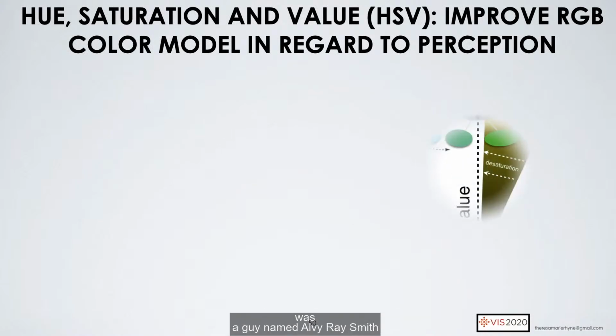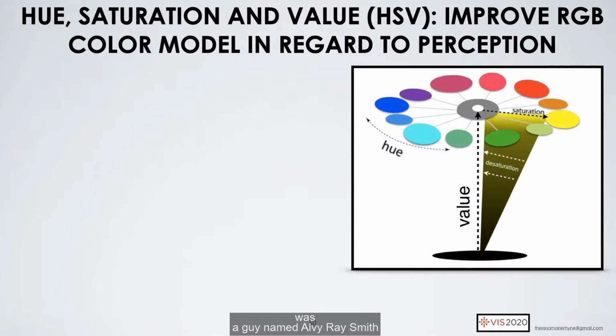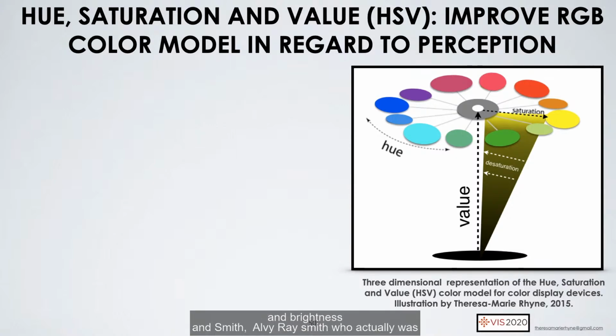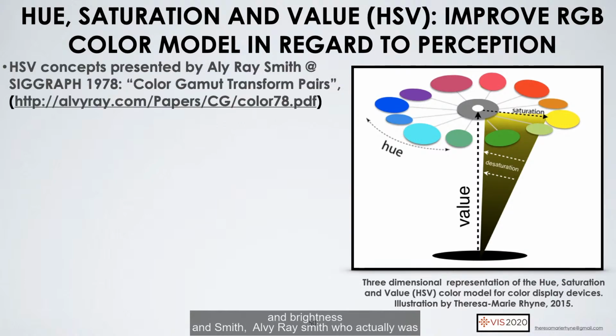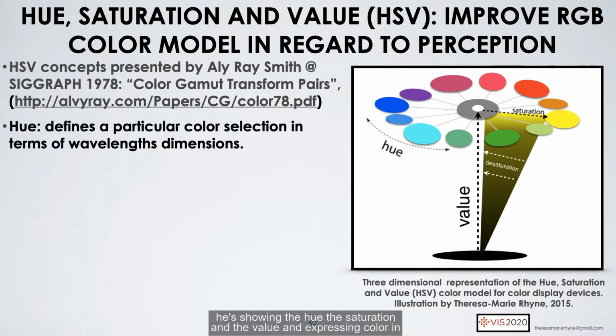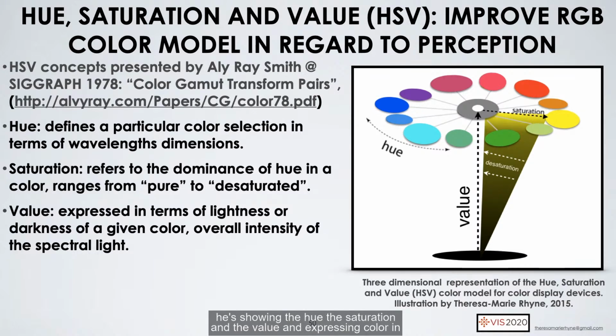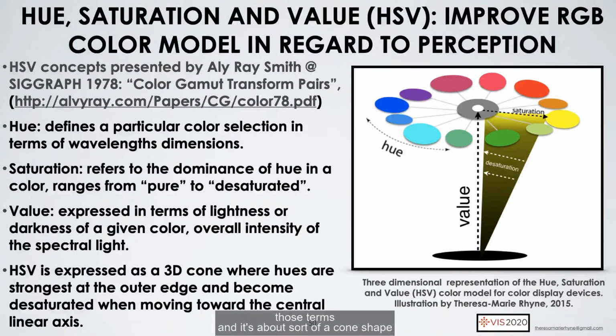So what happened was a guy named Alvy Ray Smith went back to something Ogden Rood talked about called hue, saturation, and brightness. And Alvy Ray Smith, who actually was a founder of Pixar, came up with hue, saturation, value. So he's showing the hue, the saturation, and the value, and expressing color in those terms. And it's about a cone shaped device.